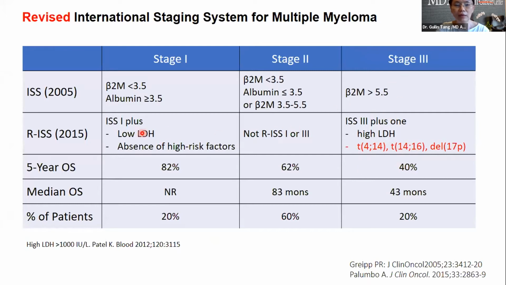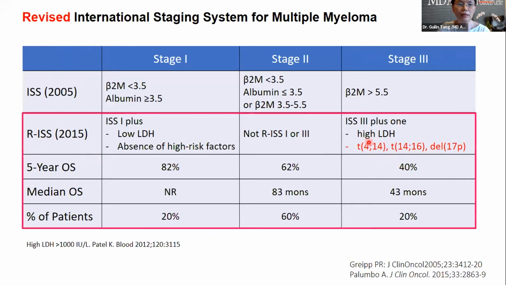So in the Revised International Staging System adopted in 2015, the big improvement is that it adopted the cytogenetic high-risk markers in here. And you can see the median survival for stage 1, 2, and 3 has a huge difference, right? So this one is not reached for the median overall survival, then 83 months, 43 months.